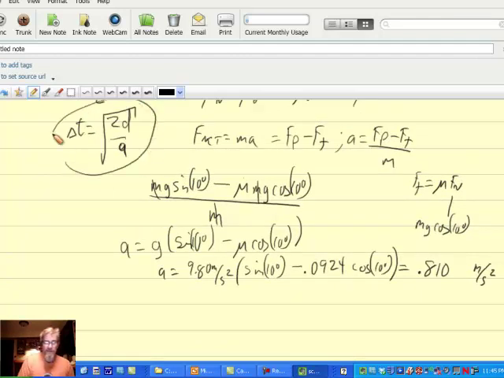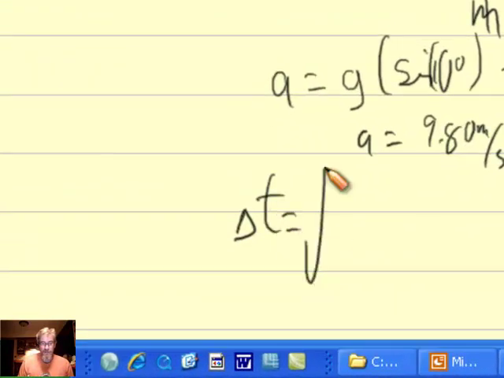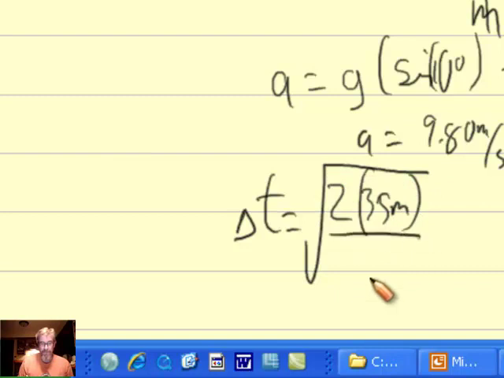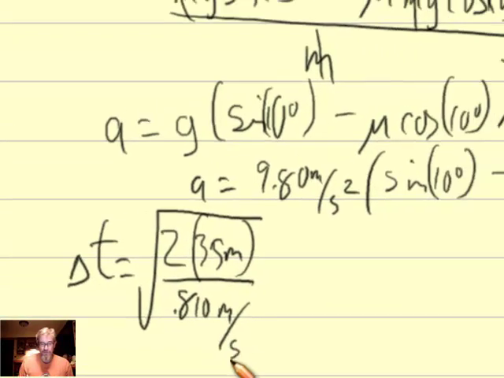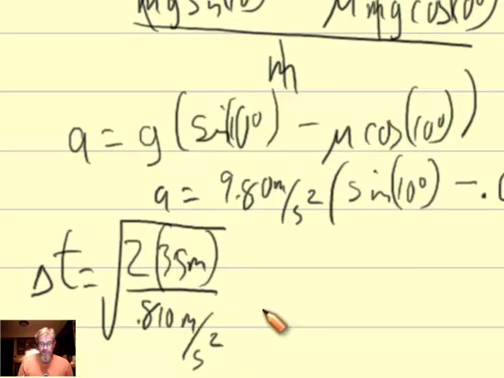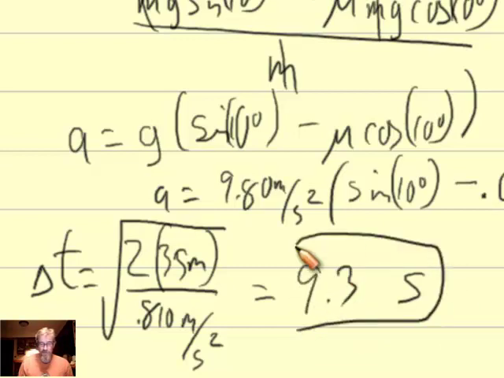Now, going back to this equation, the reason that we found this a in the first place, let's plug a in and find our final answer. So delta t is equal to the square root of 2 times 35 meters, all divided by our new acceleration, 0.810 meters per square second. Meters are going to cancel. We'll get units of 1 over second squared, but when we take the square root of that, that's just going to be seconds. Do the calculation, here's what you find: 9.3 seconds. Before it took 18 seconds, so it really is faster.